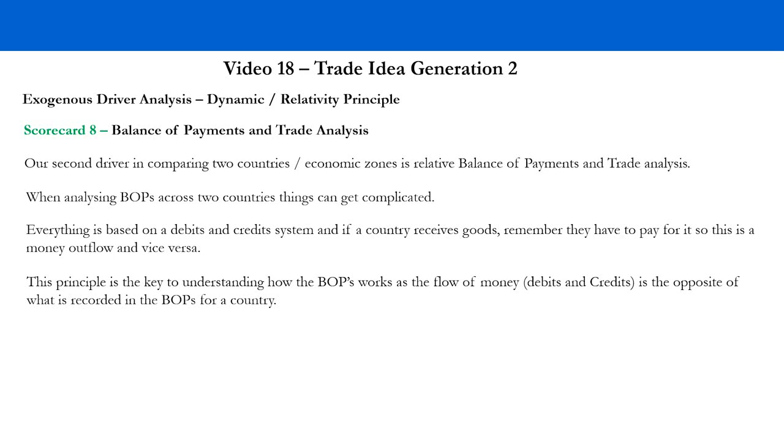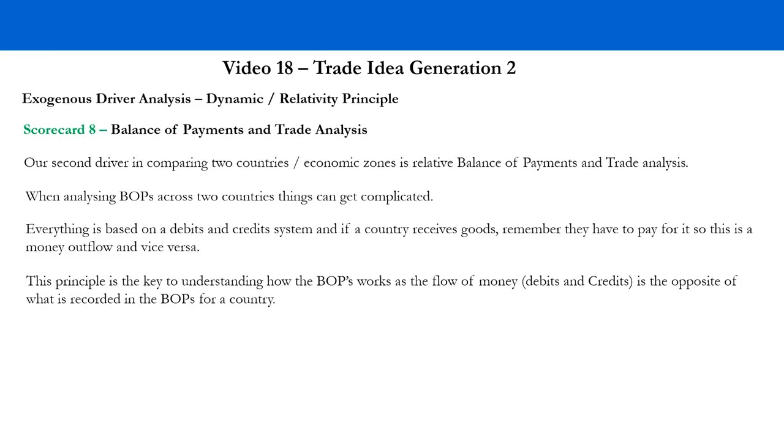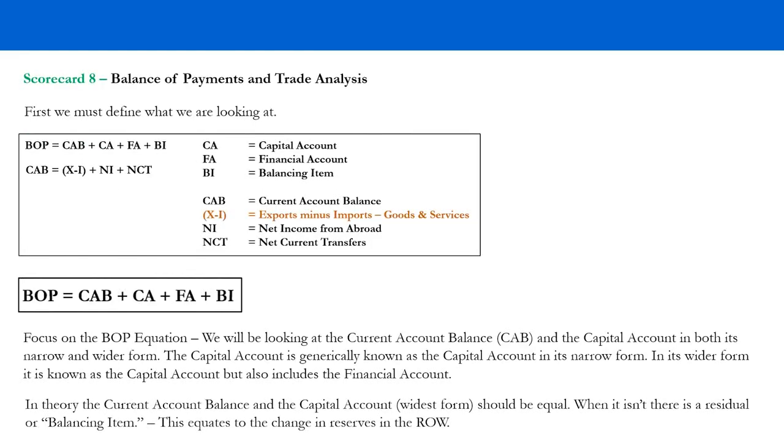And this is really key to our understanding of how the balance of payments works. We need to understand the flow of money and keep this in the back of our minds all the time. So always keep in the back of your mind as we're going through things here that it's a debit and credit system. And the debits and credits system, the flow of money, is the opposite of what's actually recorded in the balance of payments for a country. So keep that principle in the back of your mind as we're going through things.